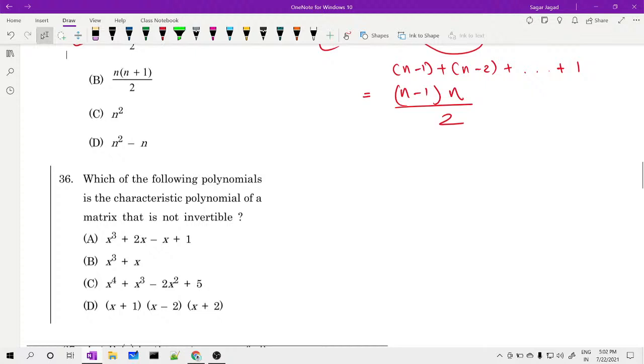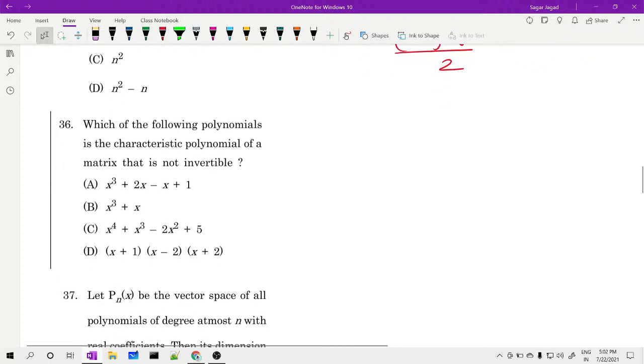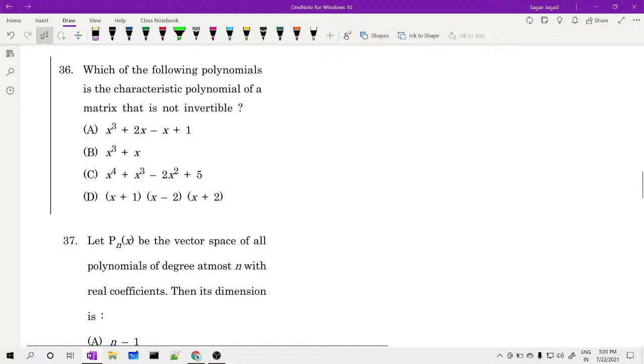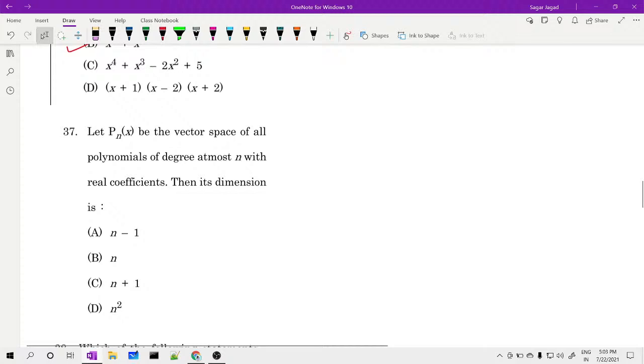Which of the following polynomials is a characteristic polynomial of a matrix which is not invertible? Not invertible means the last term must be 0, which is there inside B. If the last term is 0, the last term is always a determinant, right? It could have a different sign, right? What I'm trying to say, my dear friend, is that the last term always represents the determinant, but it could have a different sign based on the order of it. So if the constant term is 0, that means the determinant is 0, hence it is not invertible, hence B is the correct choice. Okay, it was an easy question.